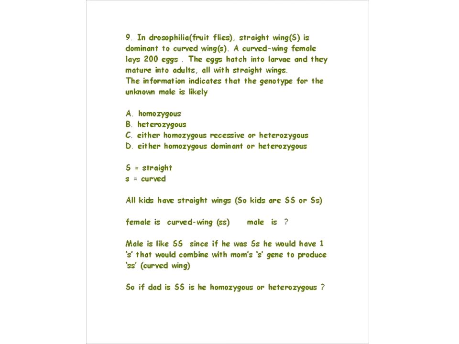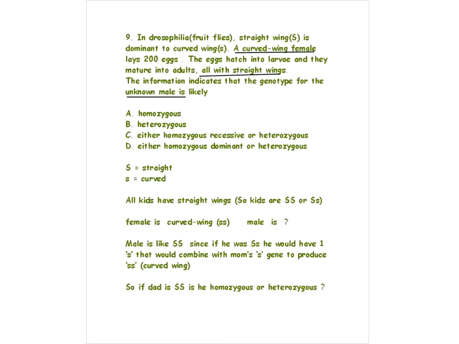The next question says, in Drosophila, which are fruit flies, straight wings, capital S, is dominant to curved wings, small s. A curved wing female lays 200 eggs. The eggs hatch into larvae and they mature into adults, all with straight wings. Okay, so first of all, we have a curved wing female. Just underline that. All the kids are going to have straight wings. And then it says the information indicates the genotype for the unknown male is likely. Okay, so that's what we have to find out. What do the dad's genes look like?